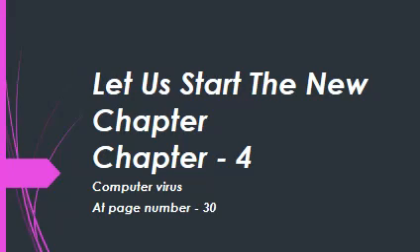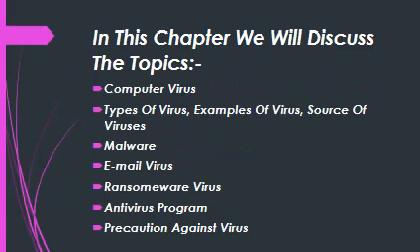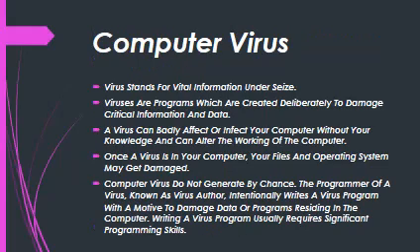Let us start the new chapter number 4, computer virus at page number 30. In this chapter, we will discuss the topics like what is computer virus, types of viruses, examples of viruses, sources of viruses, malware, email virus, ransomware virus, antivirus program, and precaution against virus. And the first topic is computer virus.